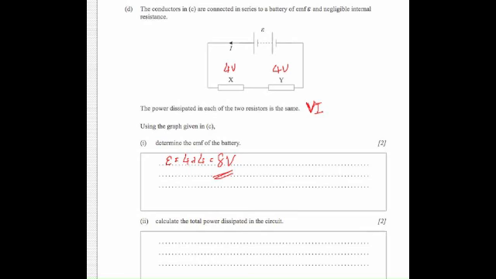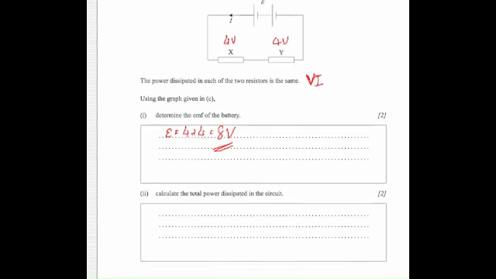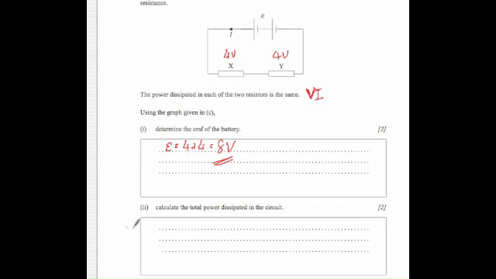And the total power dissipated in the circuit, well, power is V times I. The total power is going to be the 8 volts times the current flowing in the circuit. Well, the current flowing through both resistors, we read off the graph, was 0.8. So that's 6.4 watts.